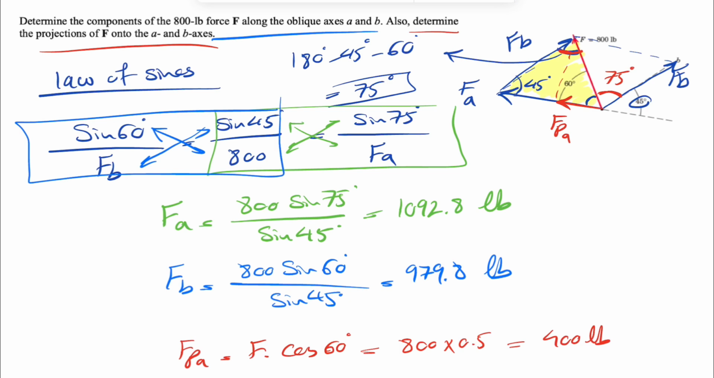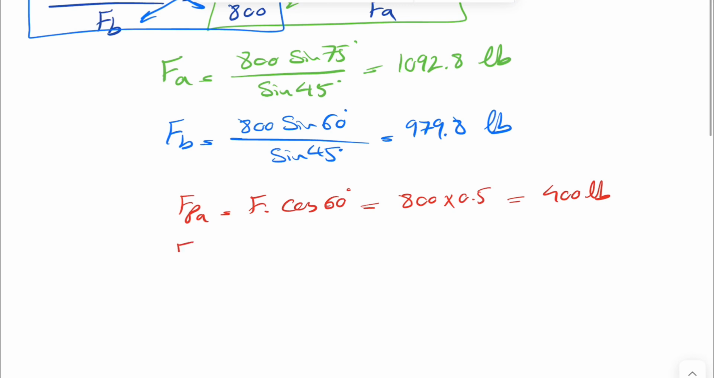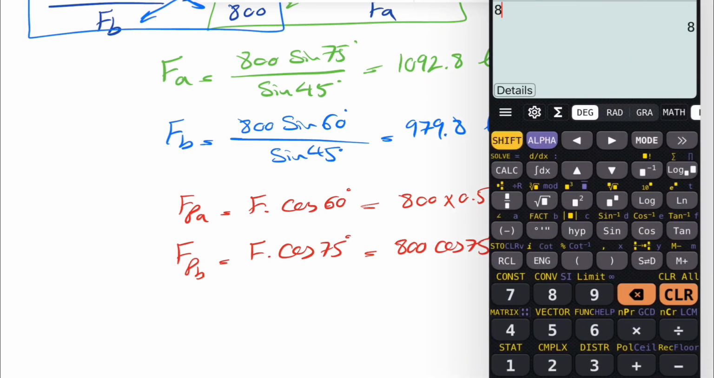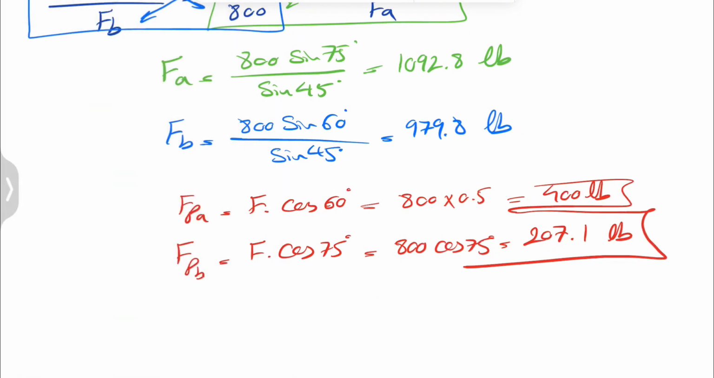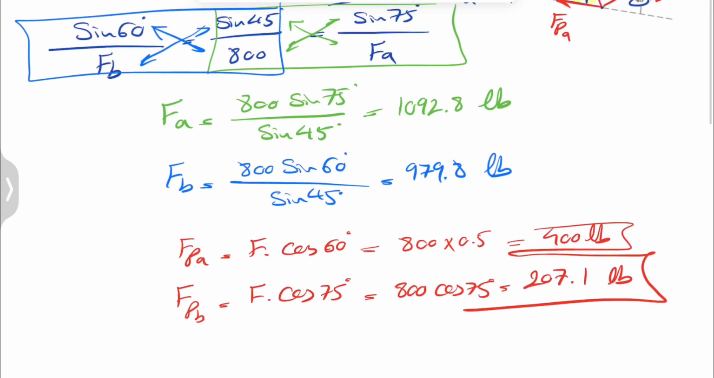And if we want to find the projection onto the B axis, we're going to get FPB. We're going to have this right triangle. The angle is 75. This was also the right angle. So FPB would be F times cosine of 75 degrees. So 800 cosine of 75. Let's see what we get. And this is going to be 207.1 pounds. And that would be the final answer for this question.